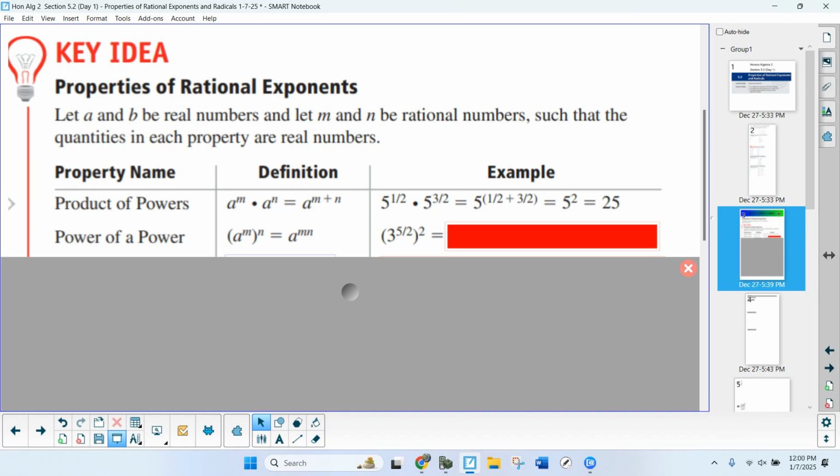So my example is 3 to the 5 halves raised to the second. Okay, what math am I going to do? Multiply what? 2 times 5 halves. Now, so many times you guys grab your calculators and you drive me nuts. When you multiply 5 halves times 2, 2 is over 1. What happens to the 2's? They cancel. So what's your answer? 3 to the 5th, which is 243.